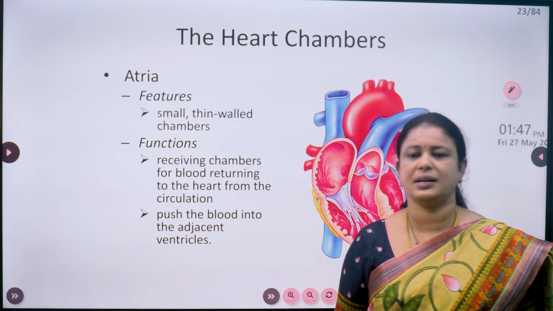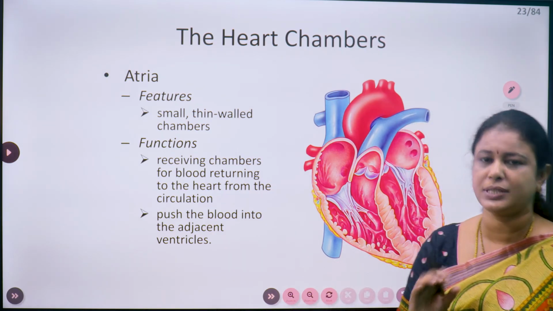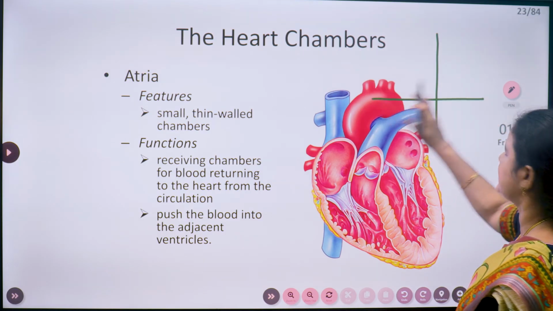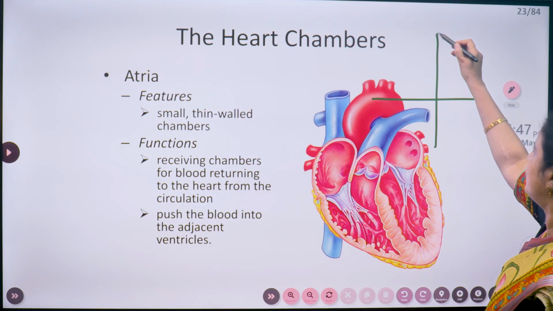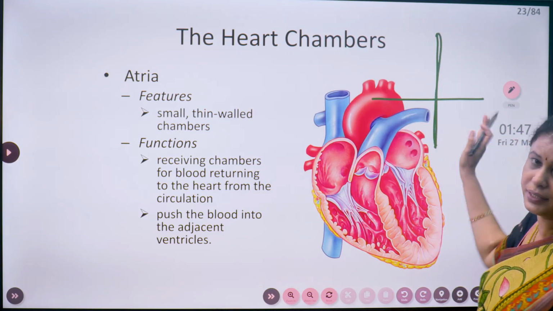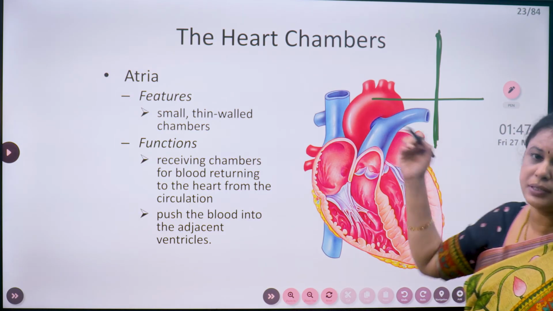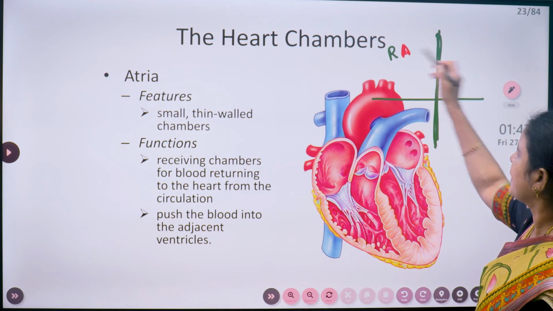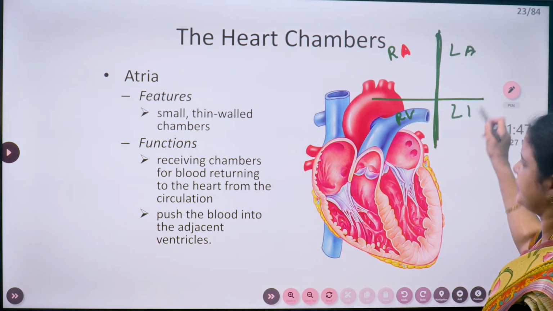So the chambers of the heart. We have 4 chambers. Basically the heart is divided into right and left by the septal wall. Coming to the chambers, the 4 chambers are the right atrium, left atrium, right ventricle and left ventricle.